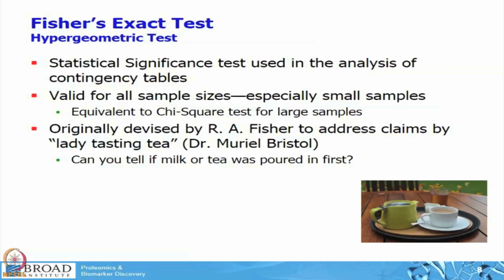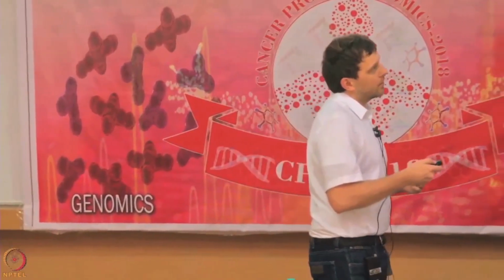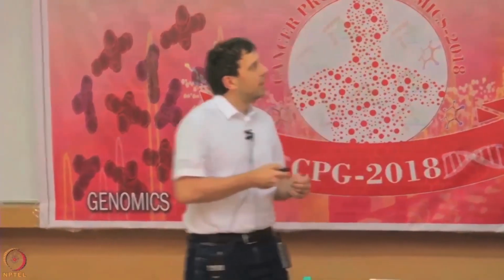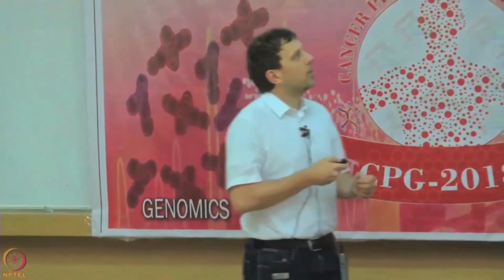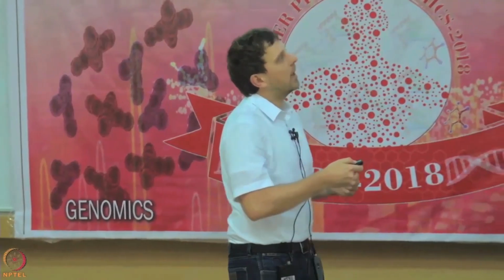She was called Miss Bristol, and she insisted that she was able to tell whether the milk or tea was poured first in the cup. In order to prove her wrong, he conducted a little experiment, conducting this experiment 8 times, and he would pour 3 times the tea first into the cup and 3 times the milk first into the cup.